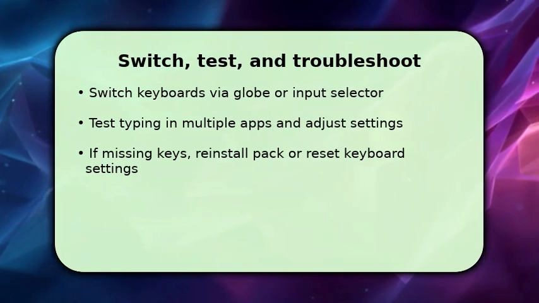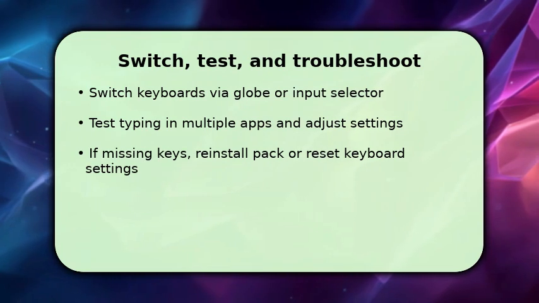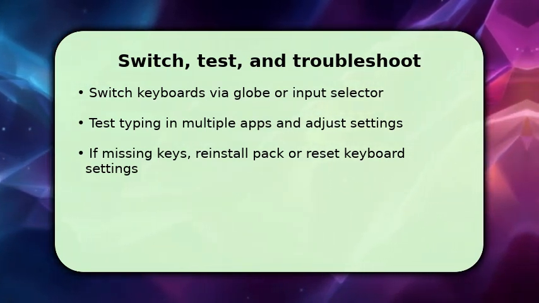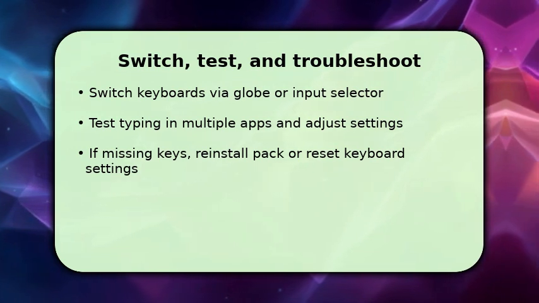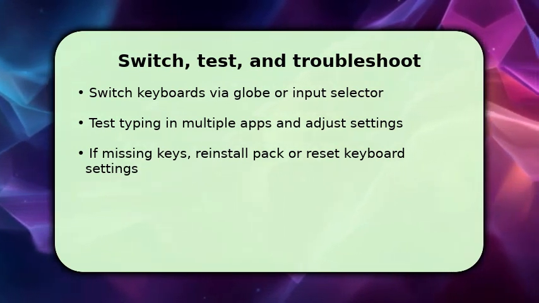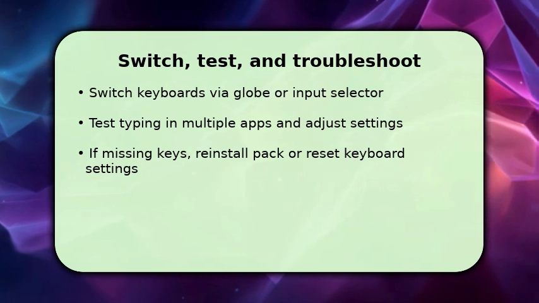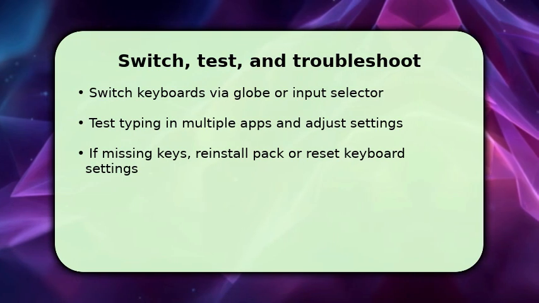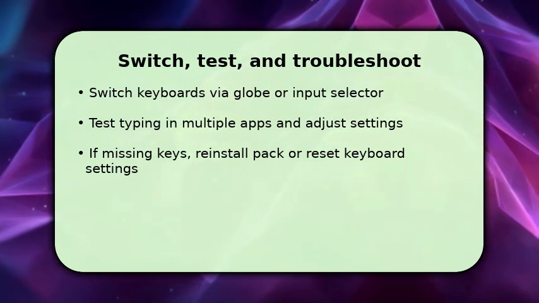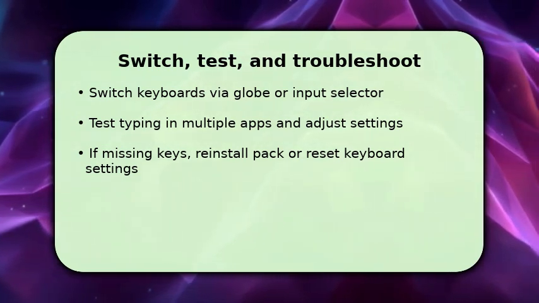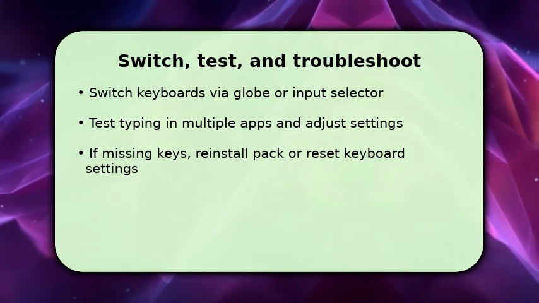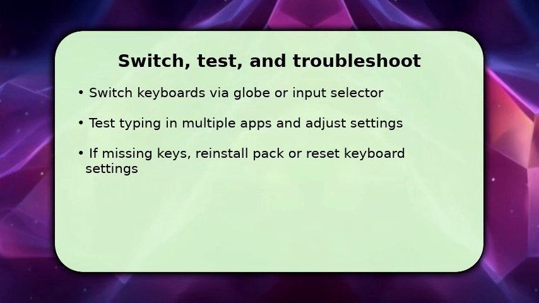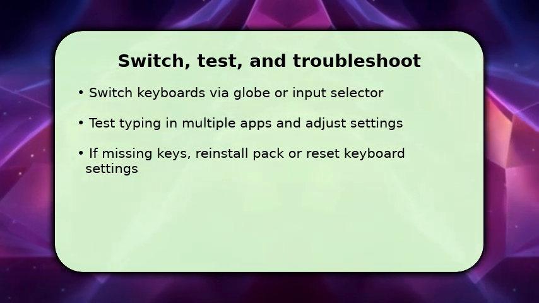Finish by switching to the new keyboard and verifying functionality so you catch issues early. Use the globe icon or input selector to change keyboards, then type in messages, notes, and a browser to check layout, autocorrect, and special characters. If behavior is off, go back to keyboard settings to adjust layouts, key repeat, and suggestions. If problems persist, reinstall the language pack or reset keyboard settings. This often fixes missing keys or incorrect layouts. Try that before more advanced fixes.